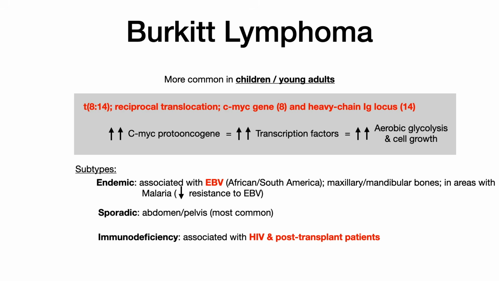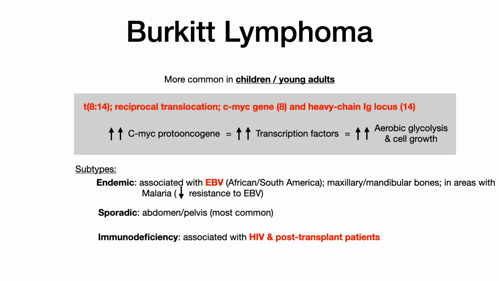Now, Burkitt lymphoma is divided into several subtypes. You have endemic, sporadic, and immunodeficiency. On your exam, the one that you want to know is endemic. This is associated with EBV. It occurs most often in Africa and South America. It classically involves the maxillary and mandibular area, and this occurs predominantly in areas where there is malaria. And what happens here is that malaria decreases one's resistance to EBV, and therefore EBV is associated with Burkitt lymphoma.